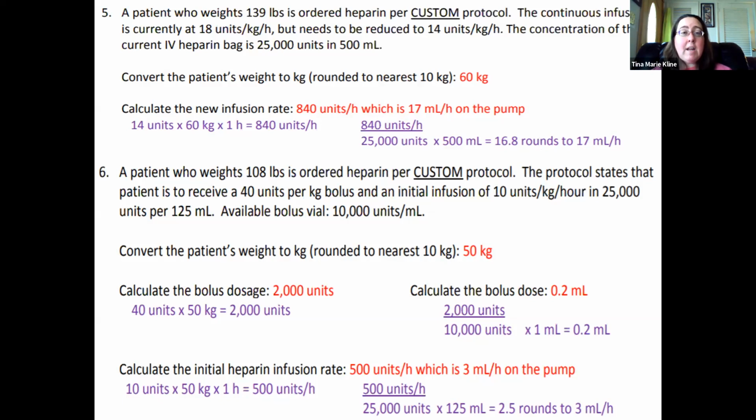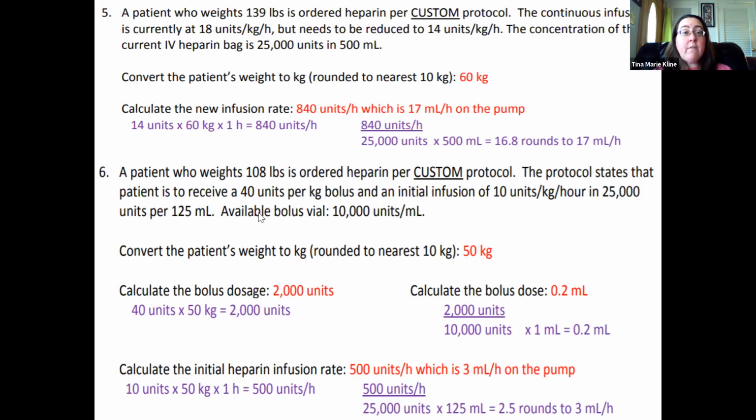On Play-Doh, I actually have this answer key as a document. I will post that on Play-Doh so you can actually check it. But again, I just wanted to give you that experience and emphasize how important the supply concentration is when you're doing these calculations.